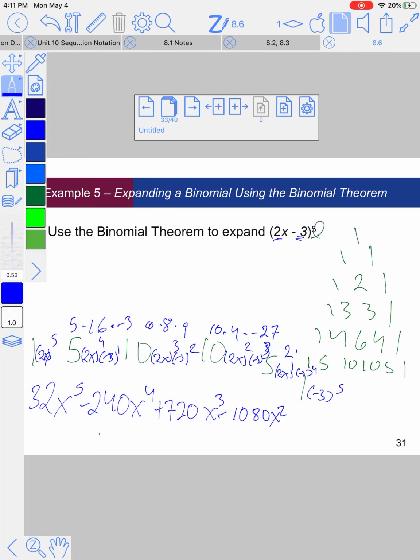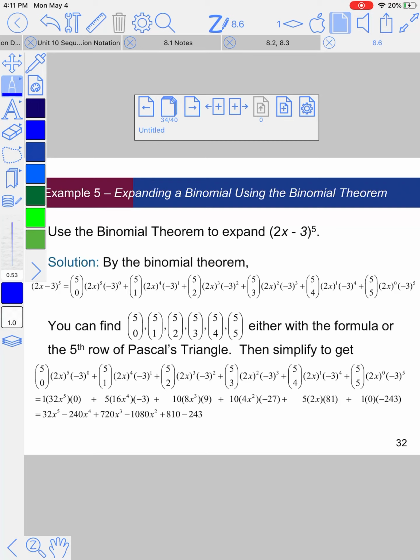2 to the 1 is 2. Negative 3 to the 4th is 81 times 5. 5 times 2 is 10. 10 times 81 is 810 x. Negative 3 to the 5th is negative 243. So that's how I would expand it, but you could have used the binomials if you'd like.